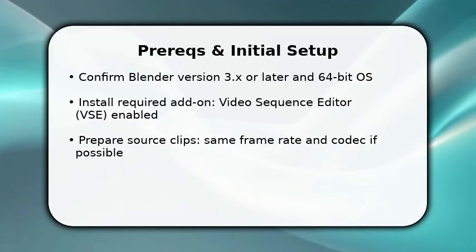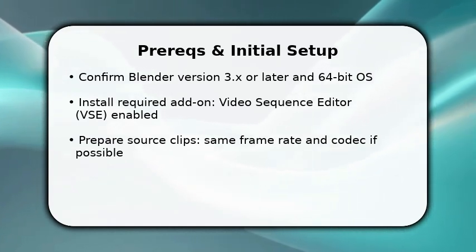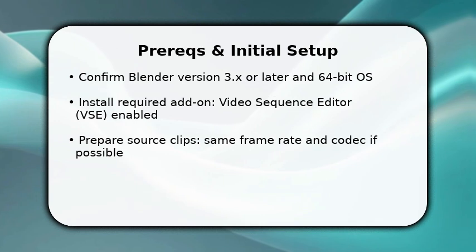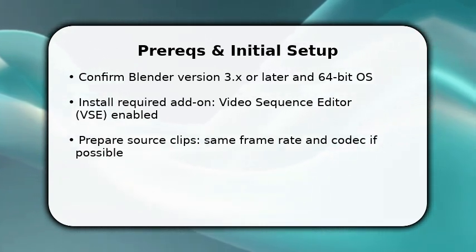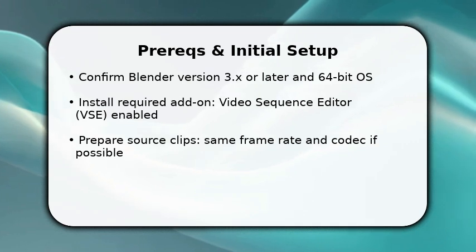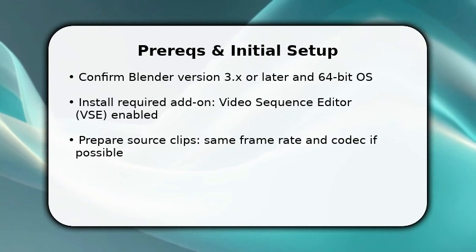You start by verifying prerequisites. Blender 3.x and the video sequence editor add-on enabled. Connect your footage so importing is fast. Place clips in a single project folder for consistency. Once done, open Blender, switch to Video Editing Workspace, and import clips with Add Movie.